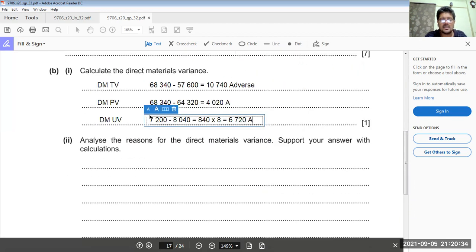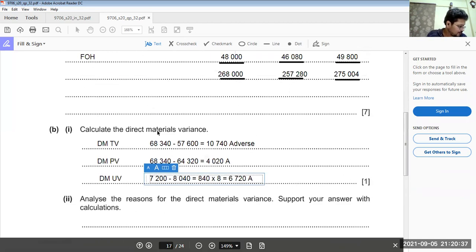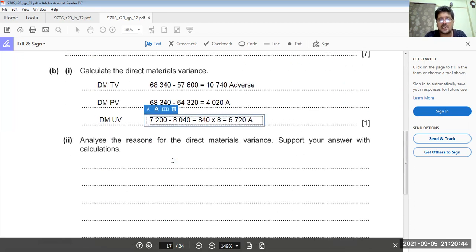Now see, the answer B1. Now B2. Analyze the reason for direct material variance. Support your answer with calculations. So actually, direct material variance, usage variance and price variance should be calculated over here, but I calculated them in that column because it doesn't take any space. And the reason is total variance we are going to calculate from the flex budget, and price and usage variance we are going to calculate using the standard costing. And see both price variance and usage variance total is the same as we calculated from the flex budget. Okay. Now next question.